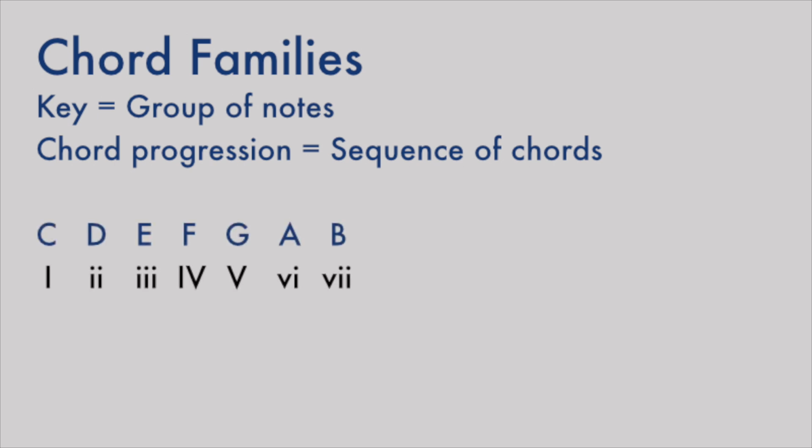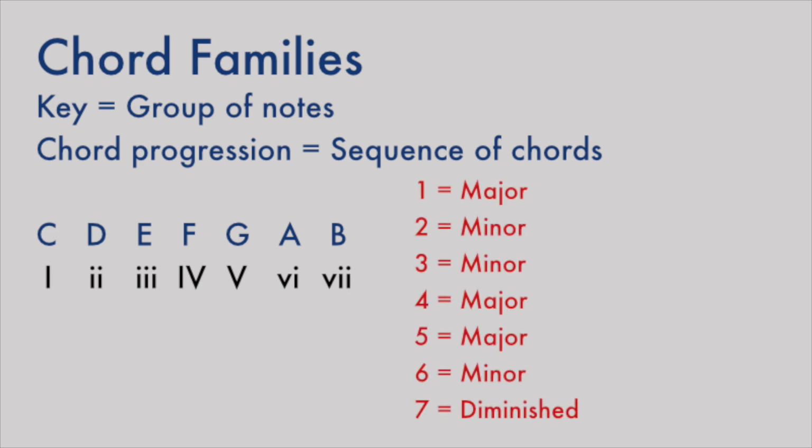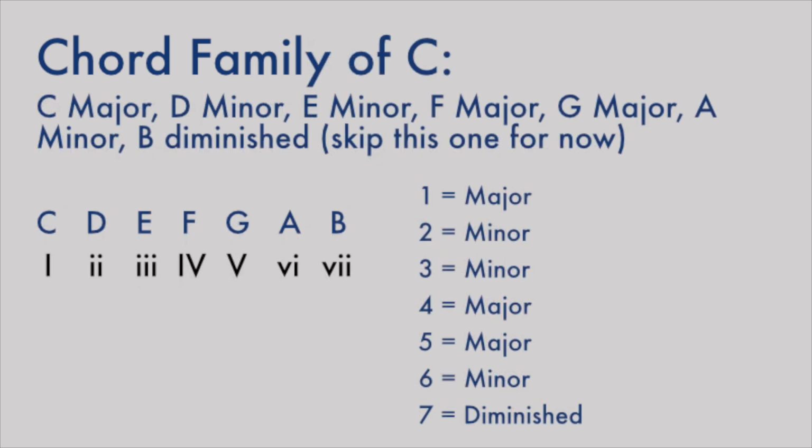Take all notes from the C major scale and number them. You often see Roman numerals in music, but you can also just name them 1 through 7. Now apply the following formula: 1 major, 2 minor, 3 minor, 4 major, 5 major, 6 minor, 7 diminished. And we get the following chords: C major, D minor, E minor, F major, G major, A minor, and B diminished. Don't worry about the diminished one for now. These 7 chords give you the chord family from C, and they all sound good together.